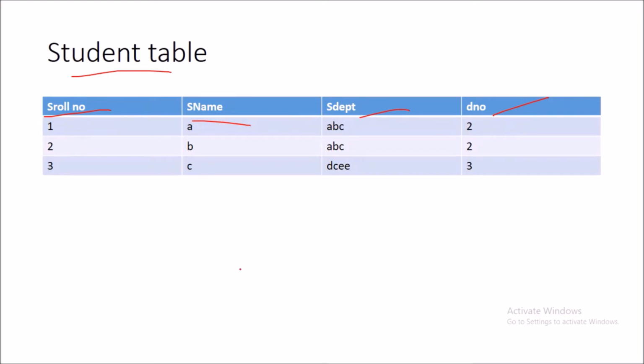So this is relational model. In relational model, all information is stored in the form of rows and columns. So here roll number, name, department, and department number are attributes. The first row represents information about the student A, his roll number, his department, and his department number.